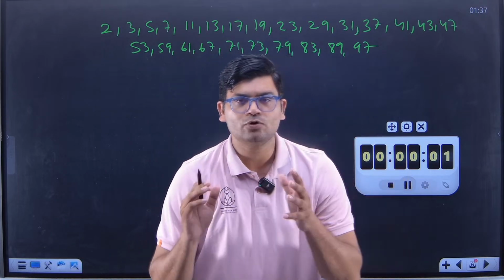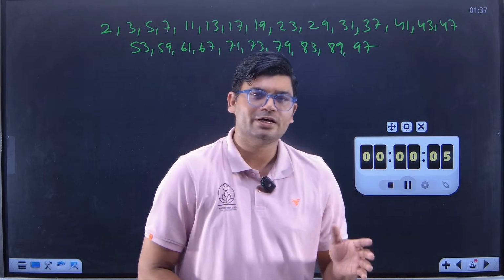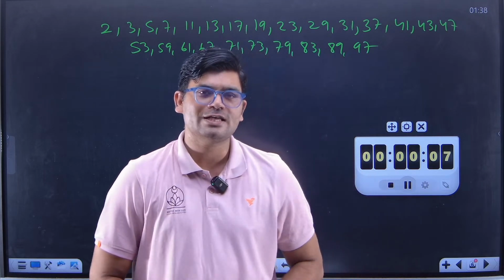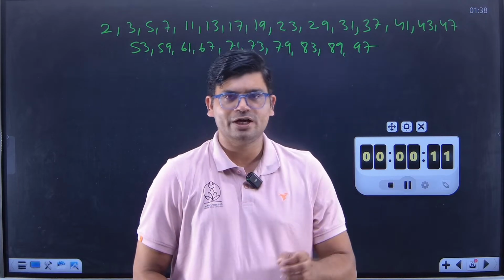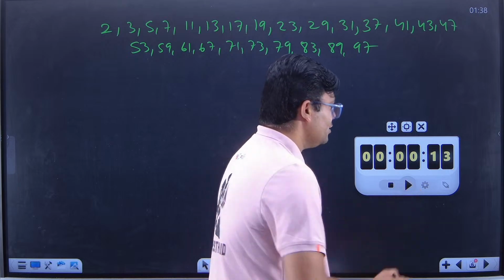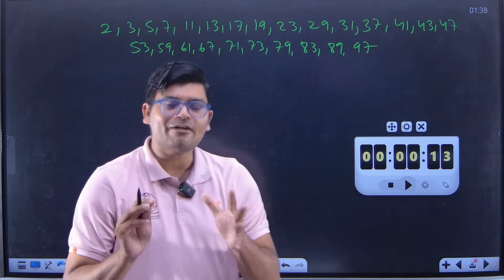So the numbers are 2, 3, 5, 7, 11, 13, 17, 19, 23, 29, 31, 37, 41, 43, 47, 53, 59, 61, 67, 71, 73, 79, 83, 89 and 97. Yeah, it took just 13 seconds. You should be that fast.